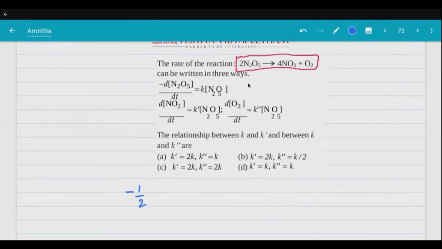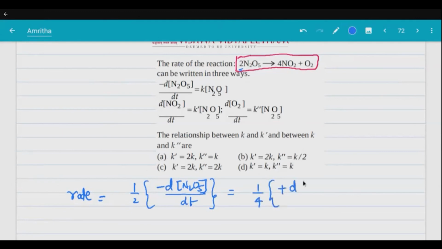So look at how I wrote this equation. According to the equation, whatever the coefficient, we write in the denominator, because rate has to be defined per mole. So 2 moles are there, per mole means by 2. I'll write 1 by 2 and minus d N2O5 by dt is equal to, reactant side we write minus, but product side we write plus, 1 by 4 plus d NO2 by dt, that is equal to dO2 by dt. But listen carefully now. What they have given is in terms of rate constants k dash, k double dash. What is the relationship between these two?